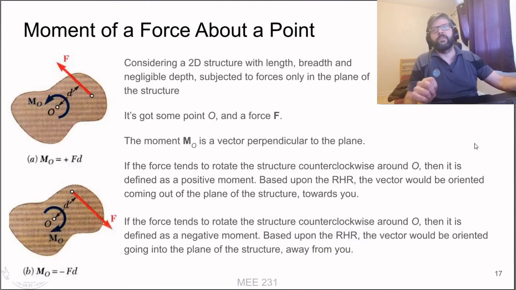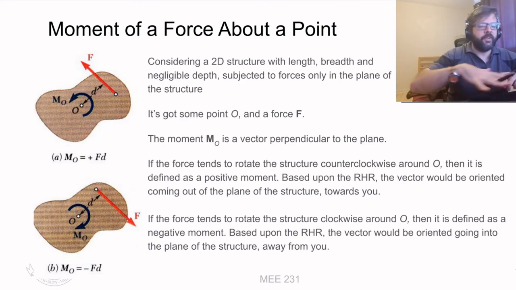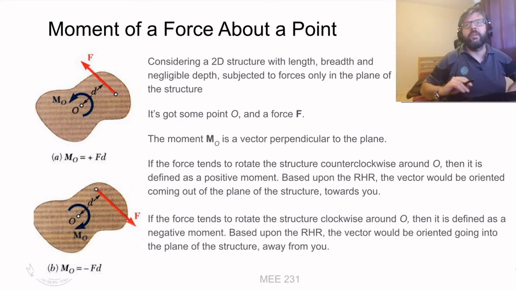moments, equivalent forces. So we also need to define our sign conventions here. So say we're looking at some object and it's subjected to forces in the plane of the structure. We'll assume it's like a flat sheet of some sort. It's got breadth and length, no depth.